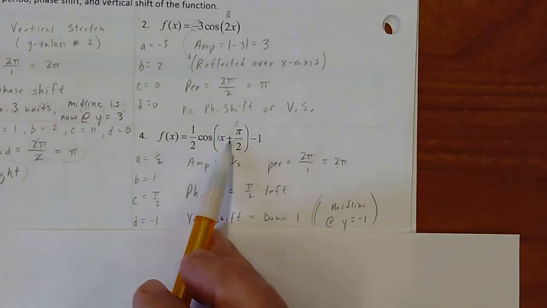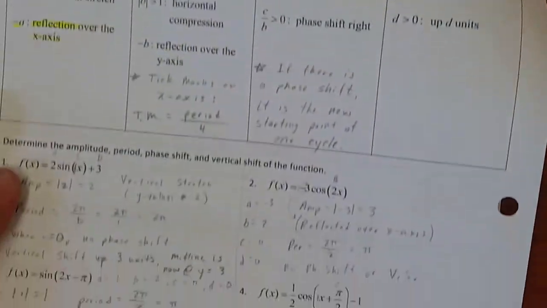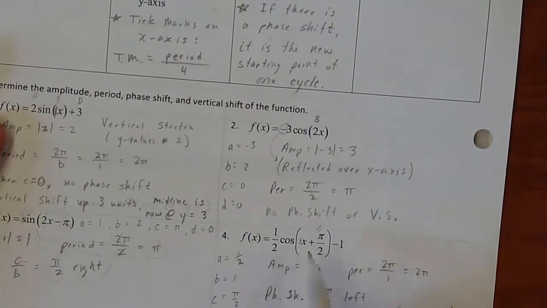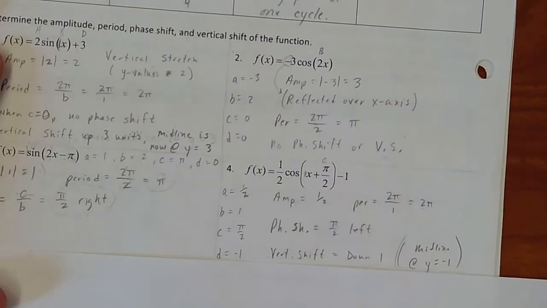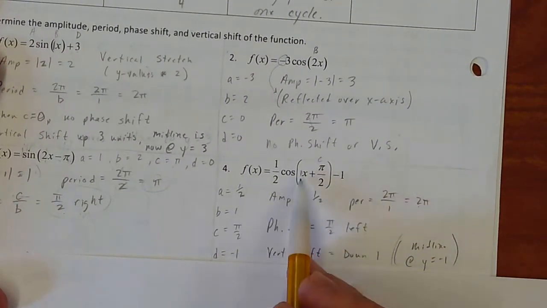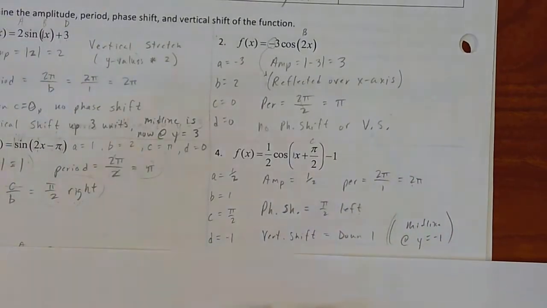Okay, remember when we add things with horizontal shifts, you add it and move it to the left. C over B is what it says up here, right? C over B, so that C value divided by a B value of 1. Okay, and then our period is 2 pi, amplitude 1/2. All right, pause if you need more time to correct things.